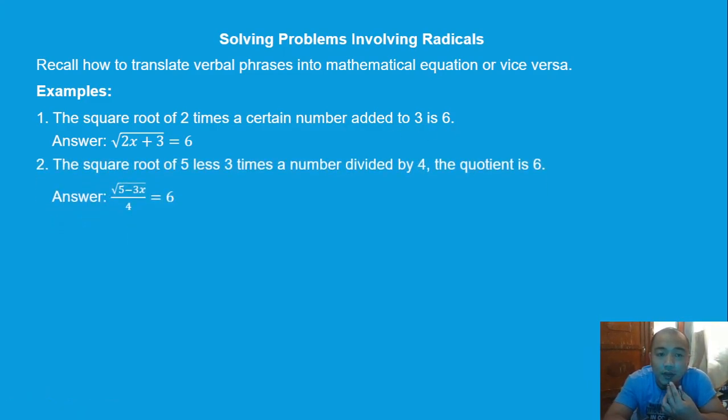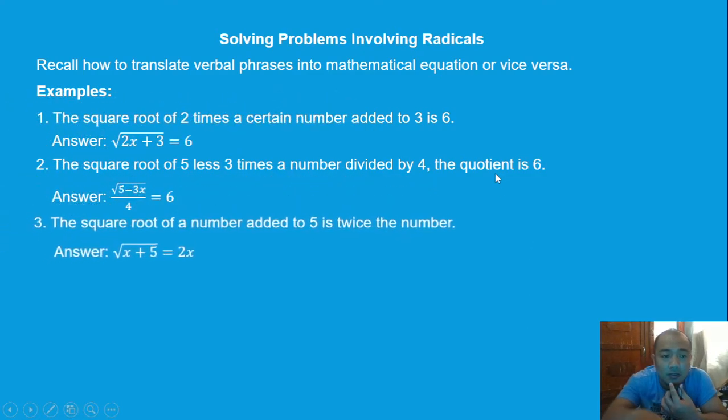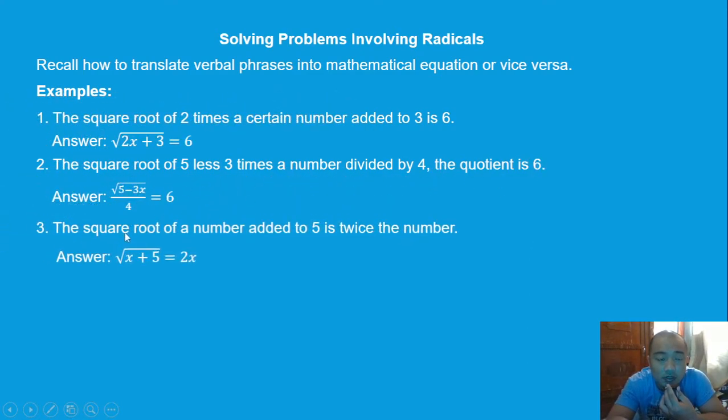The square root of 5 less 3 times a number divided by 4, the quotient is 6. So the square root of 5 less, minus 3 times a number, 3x, divided by 4, the quotient is 6, so equals 6. The square root of a number added to 5 is twice the number. So the square root of this number x, added to 5, plus 5, is twice the number, 2x.